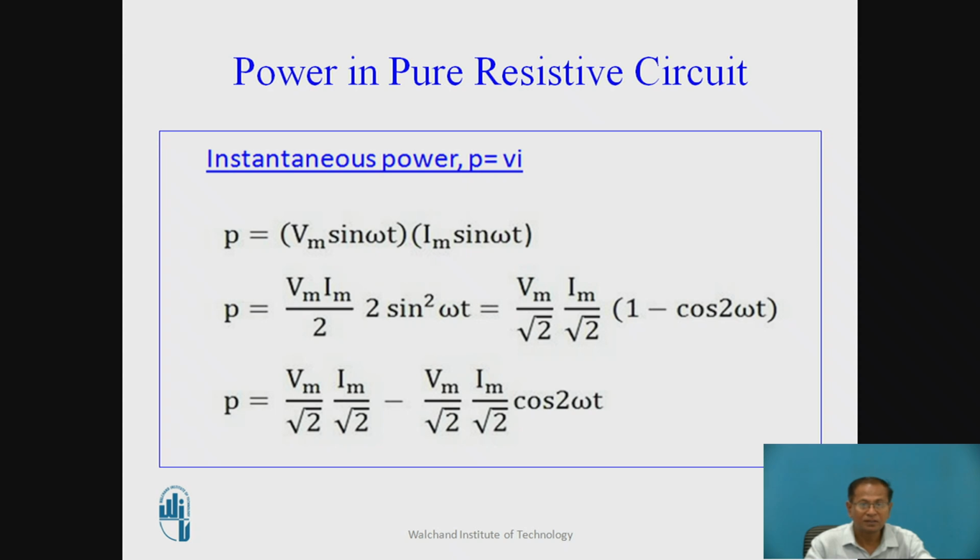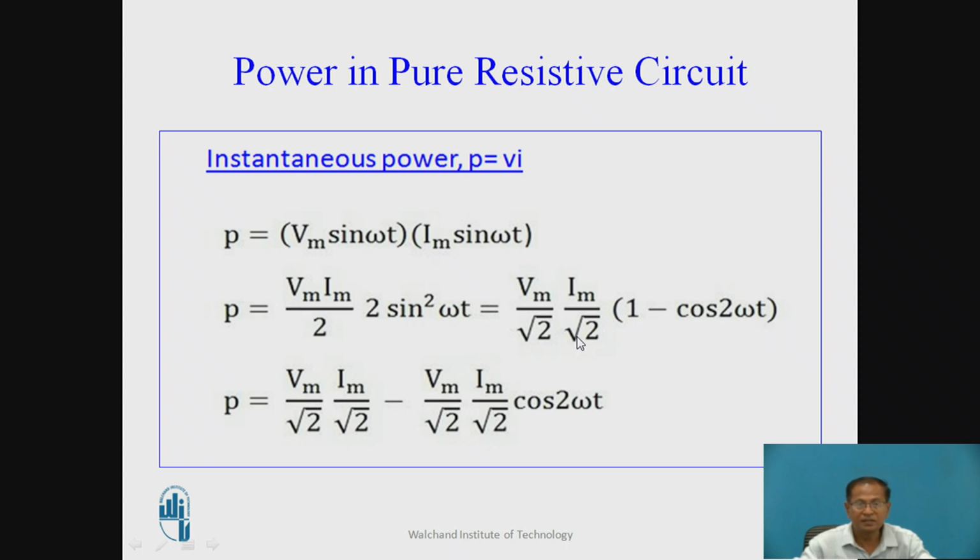Expression for power. Now, instantaneous power P = V into I. As we know, V = Vm sin omega t and I = Im sin omega t. Therefore, P = Vm Im sin square omega t. With the help of the trigonometric identity, sin square omega t = (1 - cos 2 omega t)/2. Therefore, P = (Vm Im / 2)(1 - cos 2 omega t).